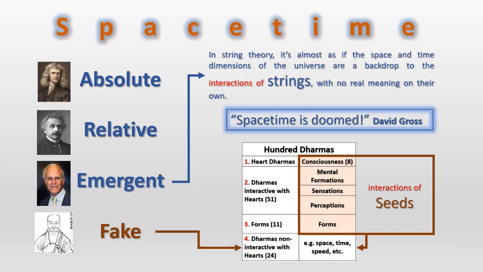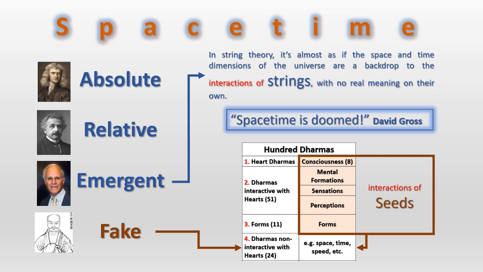Now, let us look at the concept of space-time. What space-time is, is still being debated today in physics. Newton told us space-time was absolute, but 300 years later Einstein showed us that space-time is relative. When it comes to string theory, space-time is emergent.